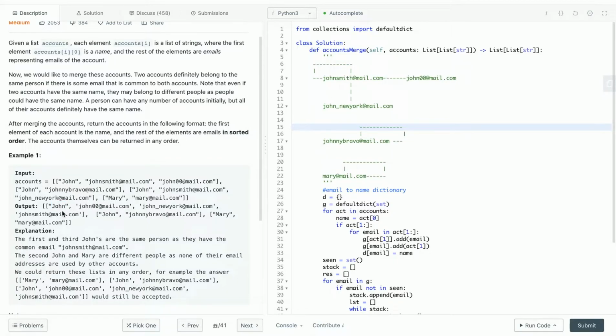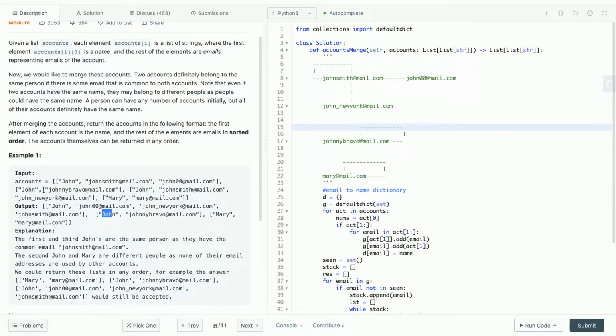johnsmith@mail.com, john00@mail.com, and john_newyork@mail.com. Notice that we have to sort this alphabetically. So somehow 0 comes before underscore, and underscore comes before s.